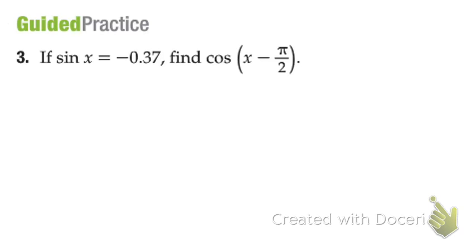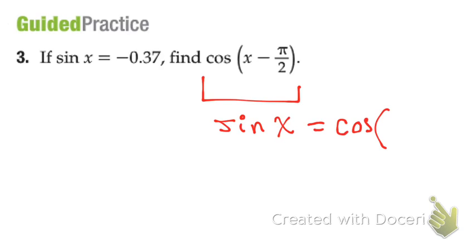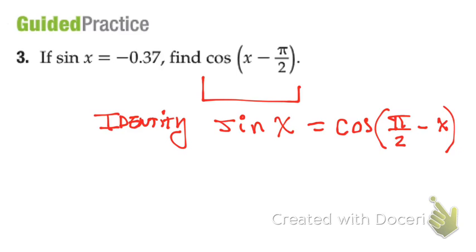All right, so our last one here is if we're given a problem, we want to try to relate them together. So I know that I have an identity that looks like this: sine of x, which is what I've been given, is cosine of pi over 2 minus x. I can get that value. Now I don't quite have that yet. I don't have pi over 2 minus x. What I have is x minus pi over 2.